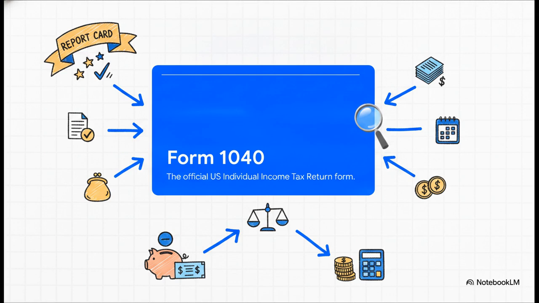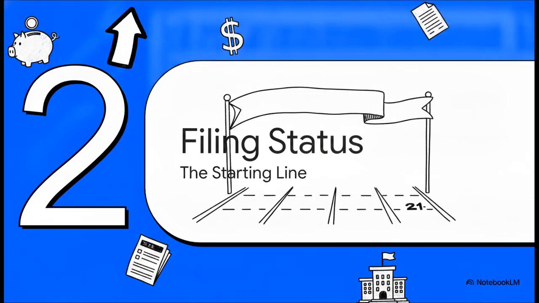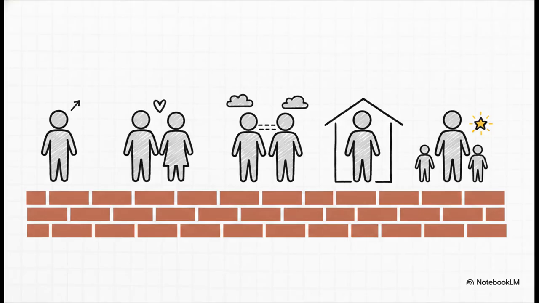Moving right along to Section 2, choosing a filing status. This is the starting line. So, the absolutely crucial point here is that your filing status is the foundation of your entire tax return. It literally dictates your tax bracket, your standard deduction, and what credits you even qualify for. If you get this wrong, the entire return is just a mess.